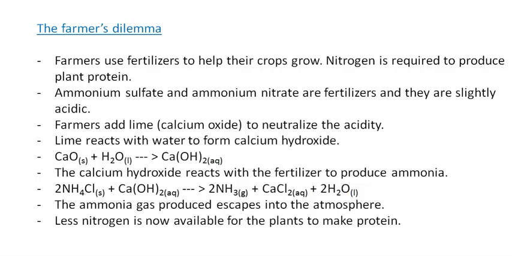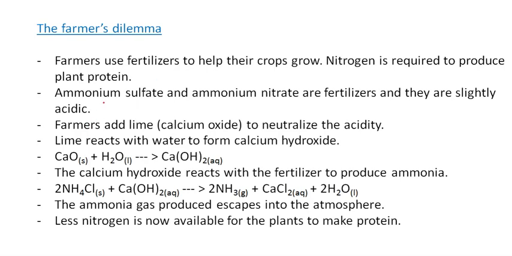Right. And the last thing we need to look at is the farmer's dilemma. Now, farmers use fertilizers to help their crops grow. Nitrogen is required in plants to produce plant protein. All right. Now, ammonium sulfate and ammonium nitrate are fertilizers, and they are slightly acidic.